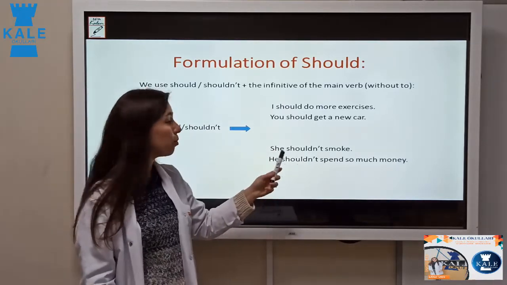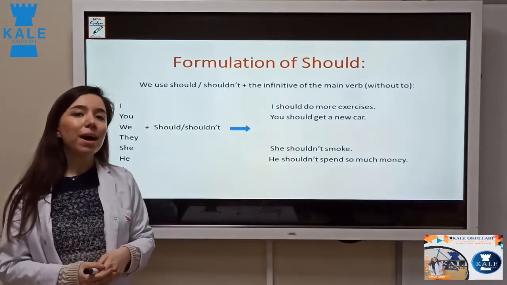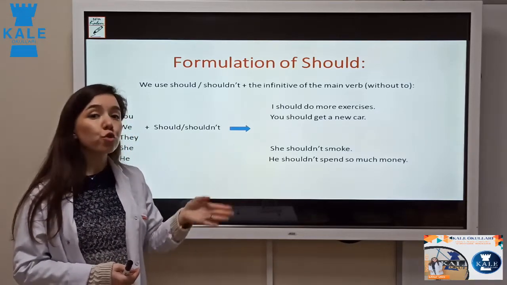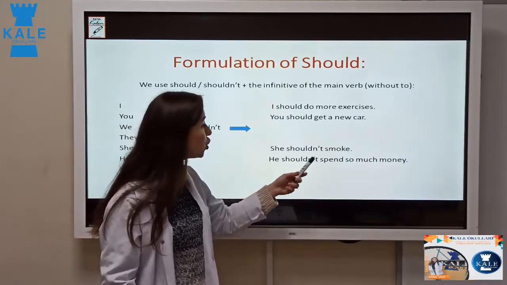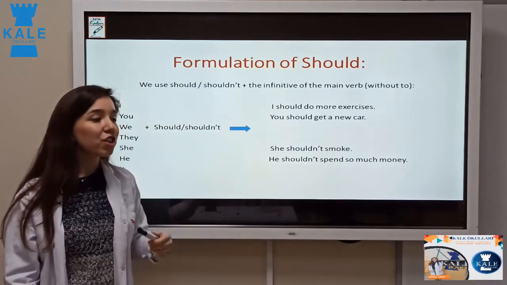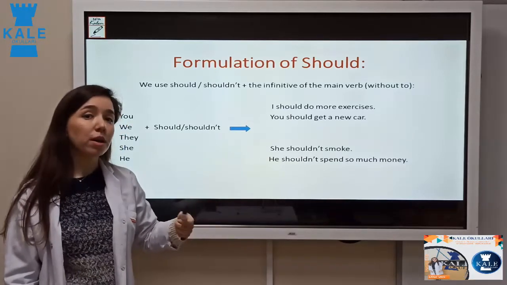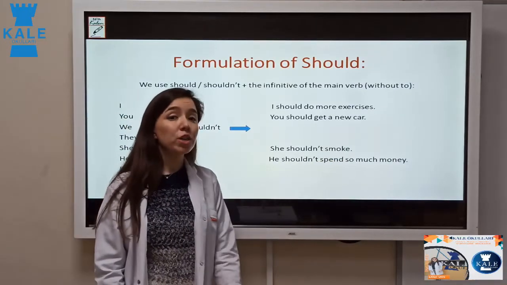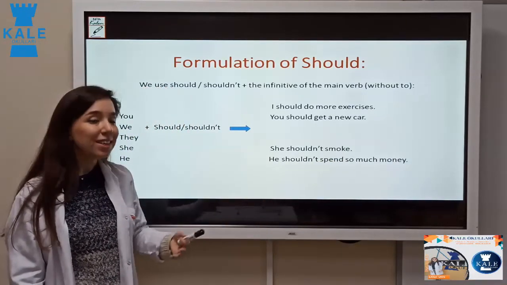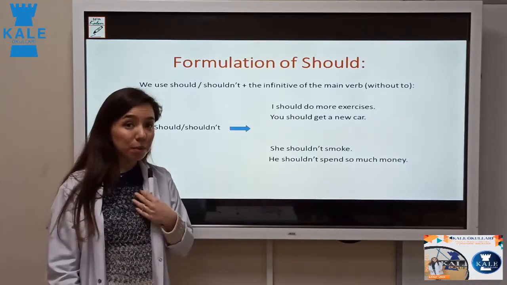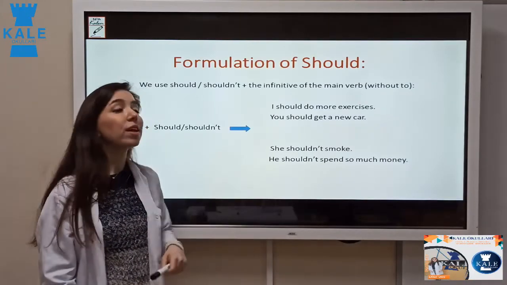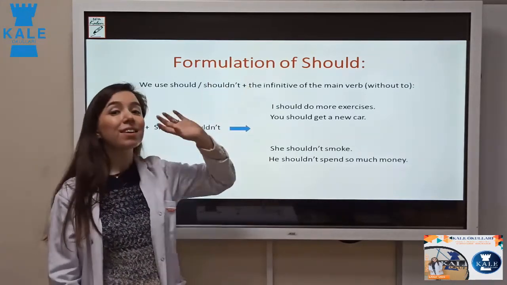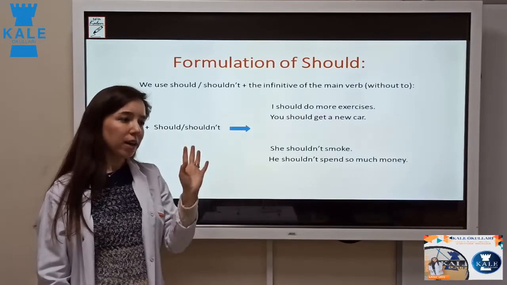Or the negative form. She shouldn't smoke. Smoking is something bad. I see that a girl is smoking. I say she shouldn't smoke. Or you shouldn't smoke. It's not good for your health. Or she shouldn't spend so much money. He is spending so much money all the time, buying something that there is no need for. I say he shouldn't spend so much money. Maybe one day he needs it. So this is my personal opinion, advice. Because of that I use should or shouldn't here. And this opinion with should is not that strong. It's a kind of thing that is just friendly.